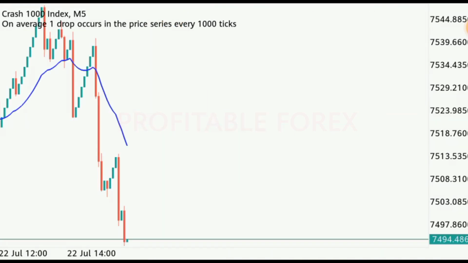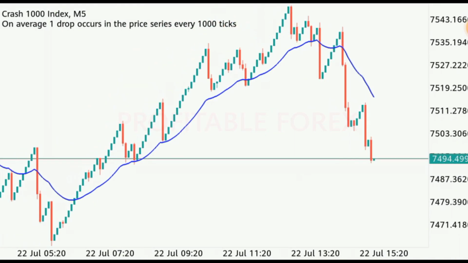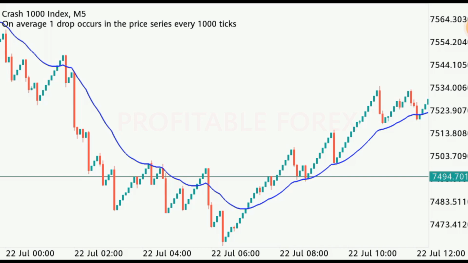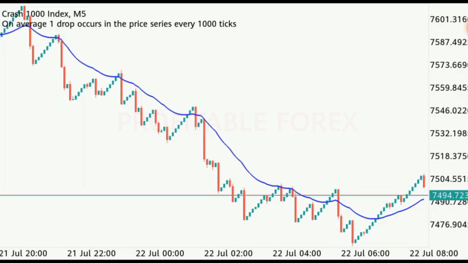Okay, so here we are on Crash 1000. If you're scalping on Crash, you have to buy. Now it has to be the reverse of Boom. So what you have to identify firstly on Crash 1000 is a previous downtrend.